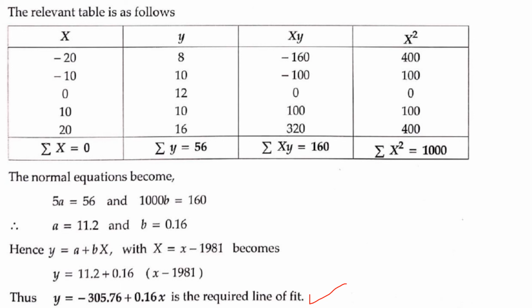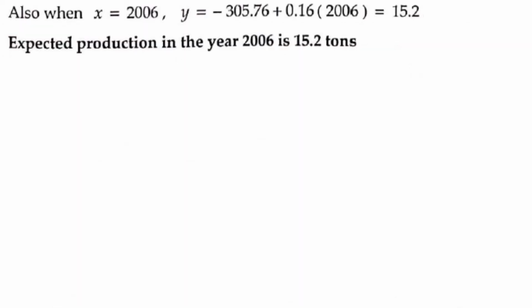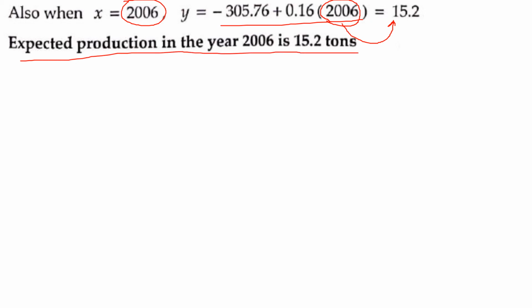And they want the future prediction in the year 2006. What is the production they want? So in the place of small x we put 2006, and we simplify this using the calculator to get 15.2 as the production. Hence the expected production in the year 2006 is 15.2 tons. So this completes the problem.